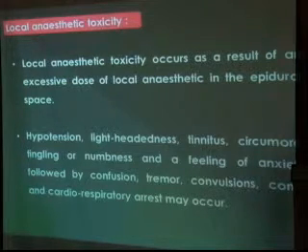Local anesthetic toxicity occurs as a result of excessive dose of local anesthetics in the epidural space, including hypotension, lightheadedness, up to convulsions, coma, and cardiorespiratory arrest may occur.